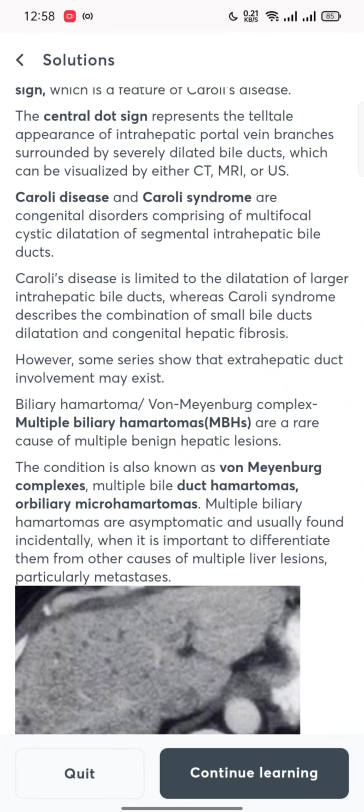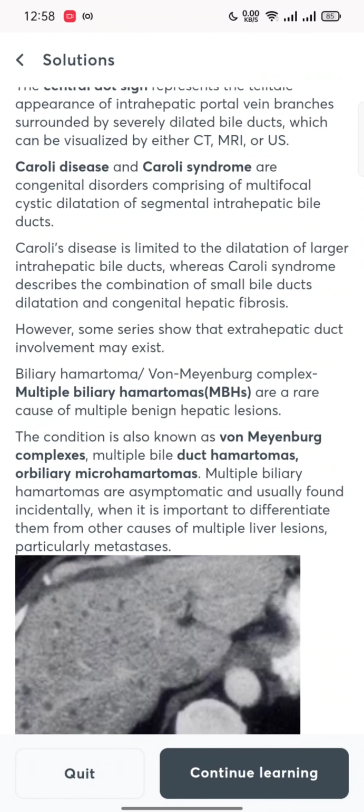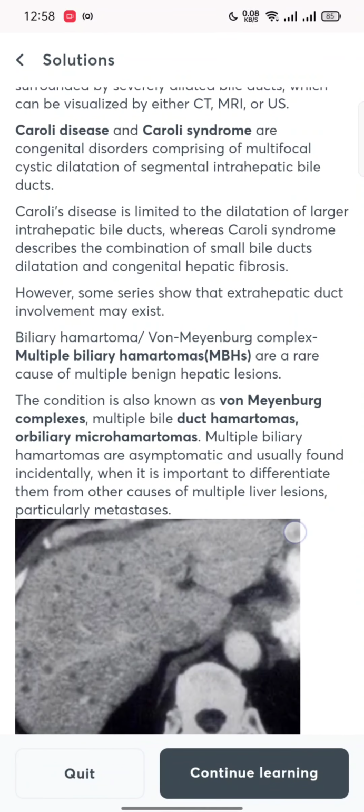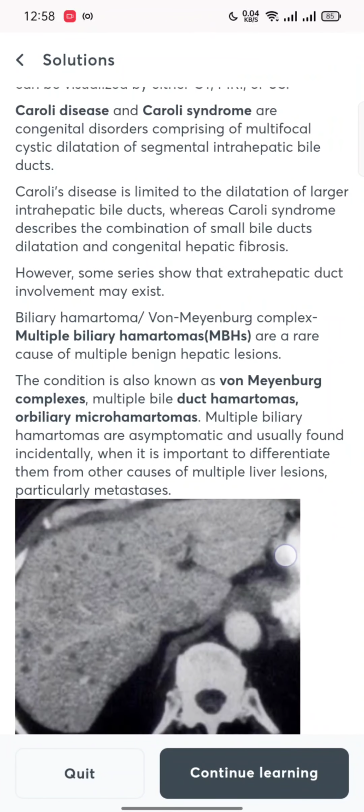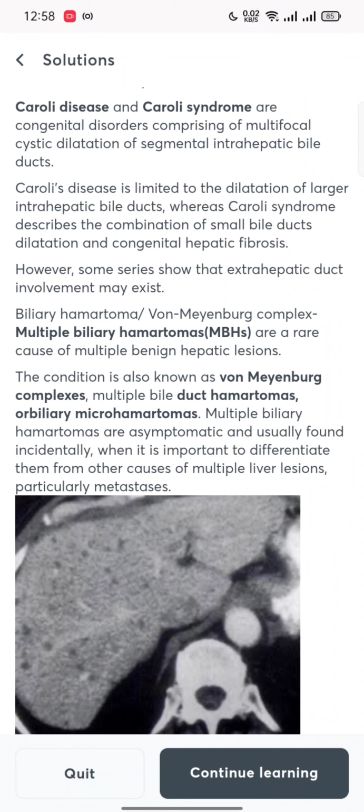Caroli disease is limited to dilation of larger intrahepatic bile ducts, whereas Caroli syndrome describes a combination of small bile duct dilation and congenital hepatic fibrosis. However, some series show that extrahepatic duct involvement may exist.